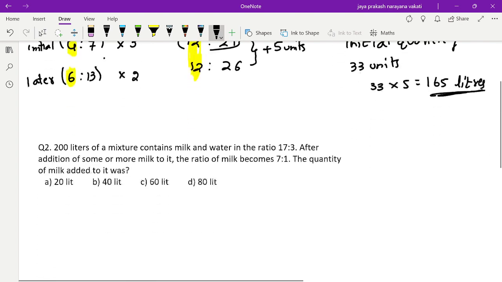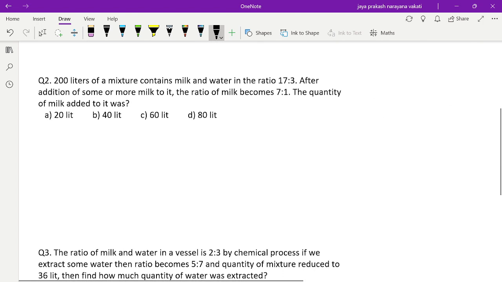Let me go with the second problem now. 200 liters of mixture contains milk and water in the ratio 17 is to 3. After addition of some more milk to it, the ratio of milk to water becomes 7 is to 1. The quantity of milk added to it was? This is also similar to the previous problem, guys. The initial ratio of milk and water is given as 17 is to 3. Later, some milk has been added and it became 7 is to 1.